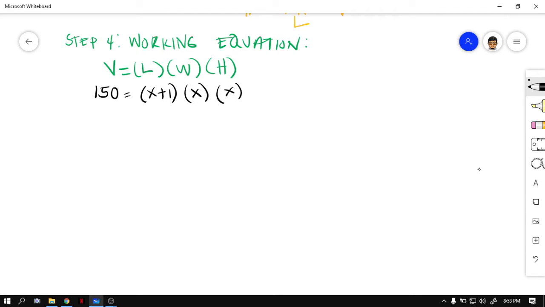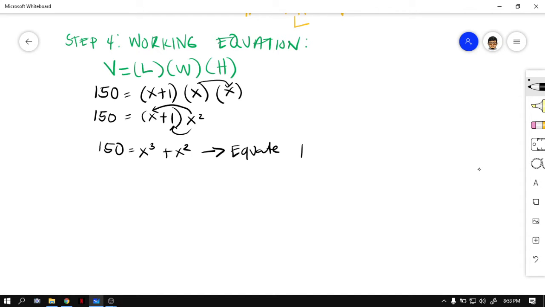Next, we will now proceed with the operation. So, copy 150. And then we have x plus 1. X times x. X times x is x squared. Then copy 150 again. X squared times x is x cubed. And x times 1 is x squared. And then this equation will be equated to 0. So, equate this to 0.